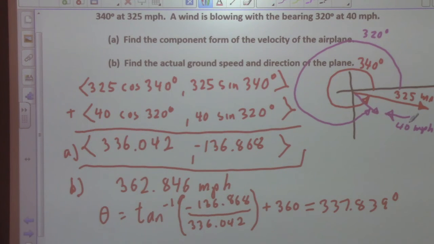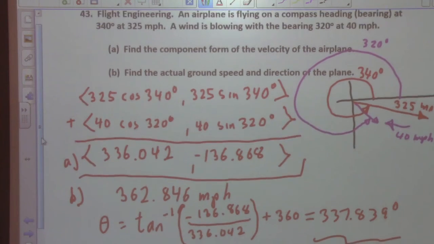Now let's see if that makes sense. So this one right here is 340. This purple one here is 320. And so does it make sense that the real direction, owing to the influence of the wind, is going to be somewhere between these two? Yeah, it does. So we have ground speed, direction, component form, we have everything.